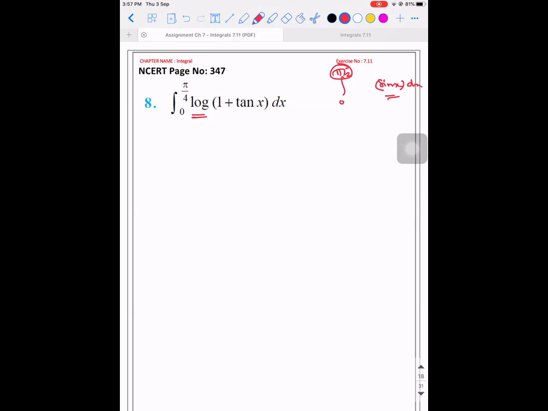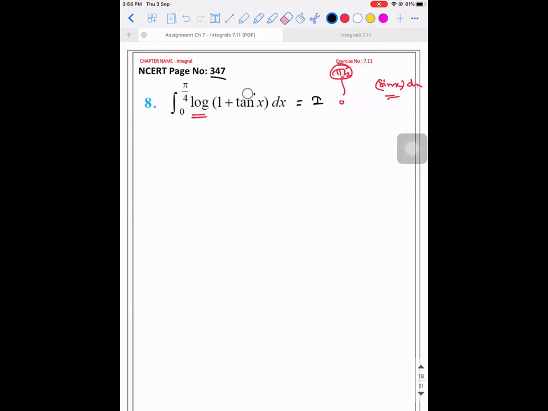Instead of pi by 2, you have pi by 4 and you don't have tan x. So what will be the complementary of tan x? It is going to be cot x. But here, is there a possibility for you to get cot x using the limits? No, because it is only till pi by 4. Had it been pi by 2, yes, you could have written it as pi by 2 minus x in the place of tan, then you would have got cot.